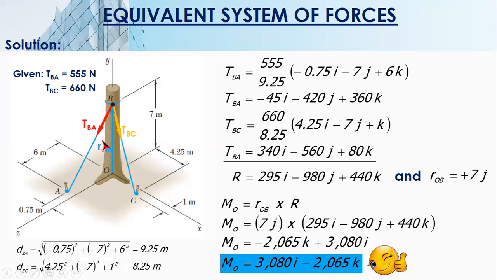You will get the same result if you do it individually: r cross F plus r cross F. Add them, and you get the same result.